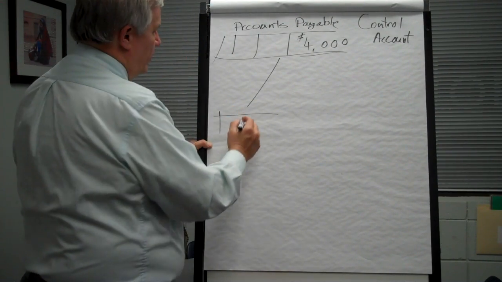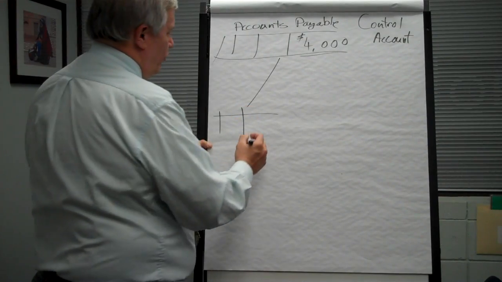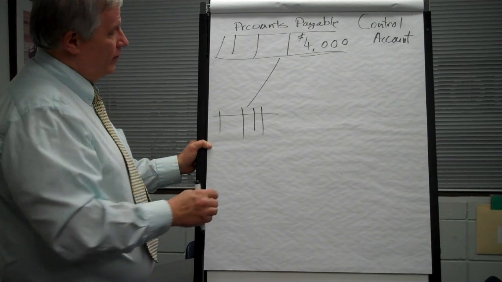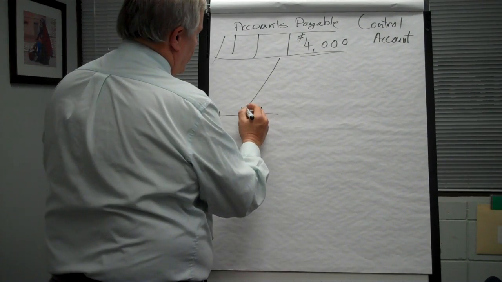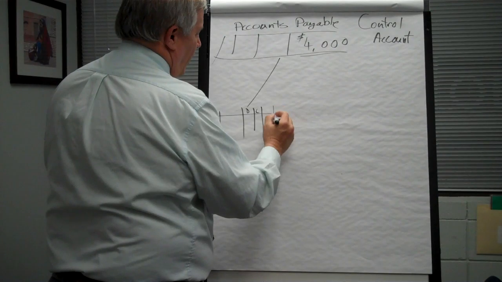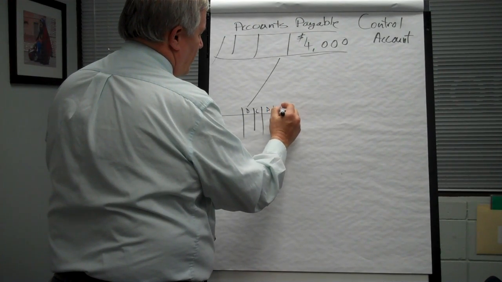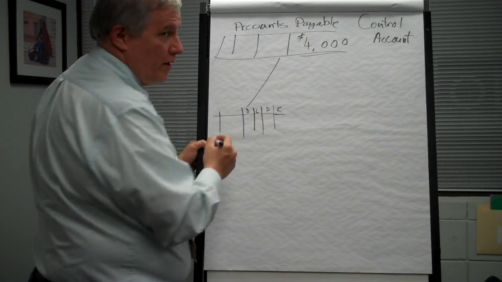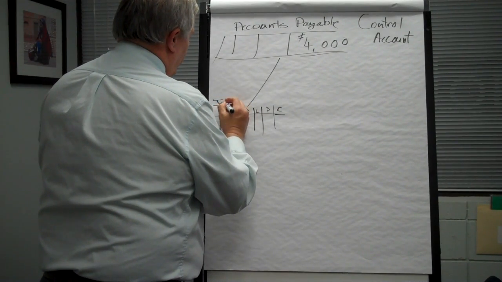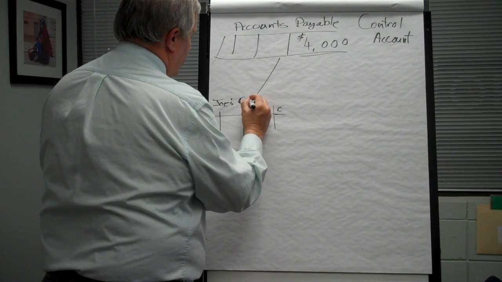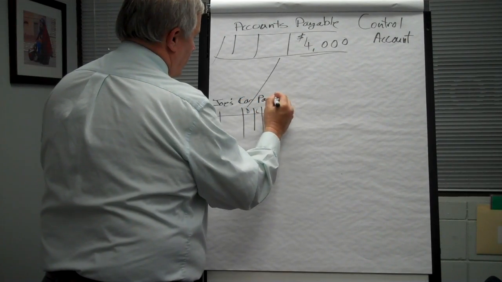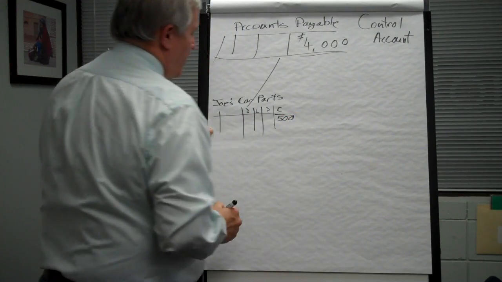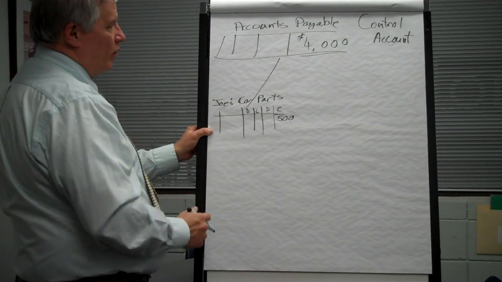I have the date, and the description here, which we don't use much. And then I have my two transaction columns, debit and credit. And then I have my balance column, debit and credit. And this subsidiary ledger here might be Joe's Car Parts. And I may owe him $500. And I have my transactions out here to support that.